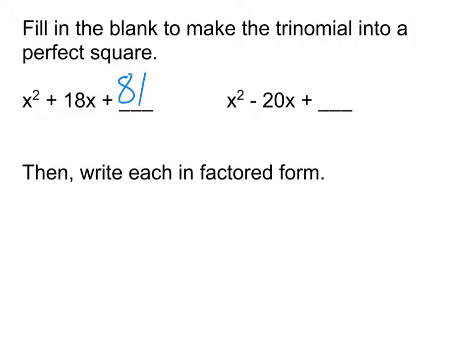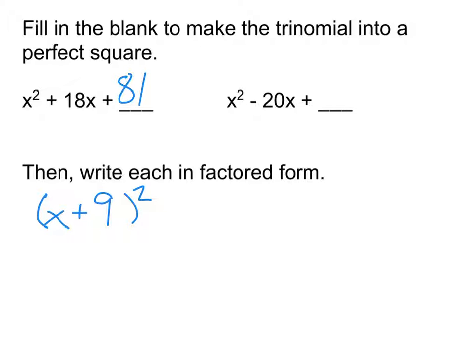Now that was the first part. Fill in the blank to make the trinomial into a perfect square. It's now a perfect square, but since it's a perfect square, that means I can factor it. And so the second part, writing it in factored form, that means I'm going to turn that expression that I just wrote into x plus or minus some number squared. And that number, remember, is the same one I got when I divided the middle number by 2. And so in this case, it is the 9. Positive 9, so make it a plus 9.